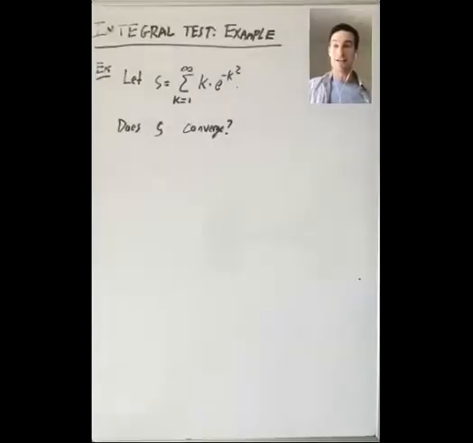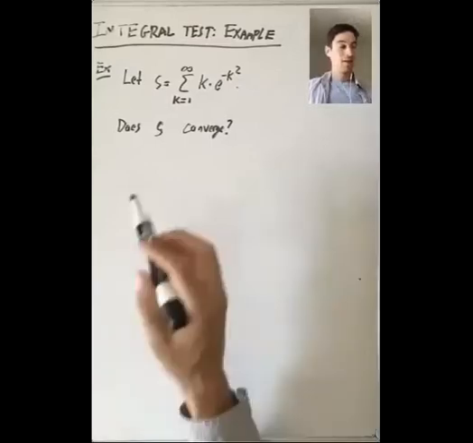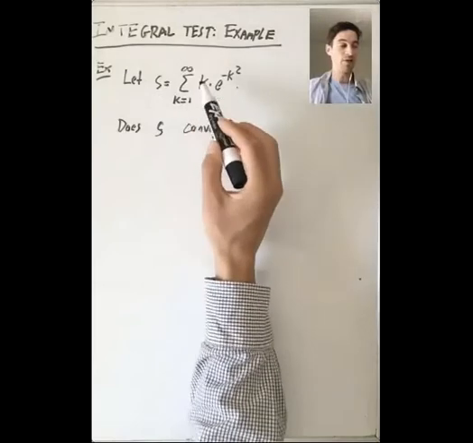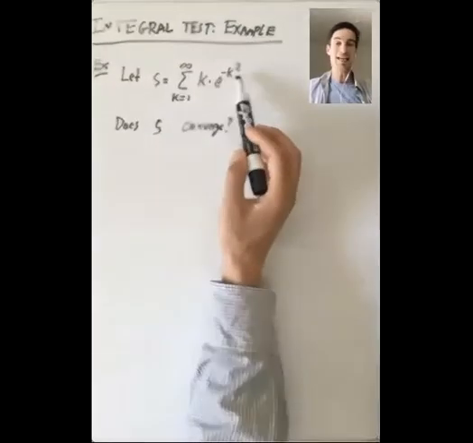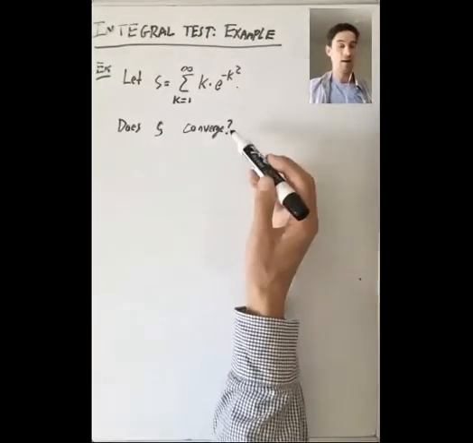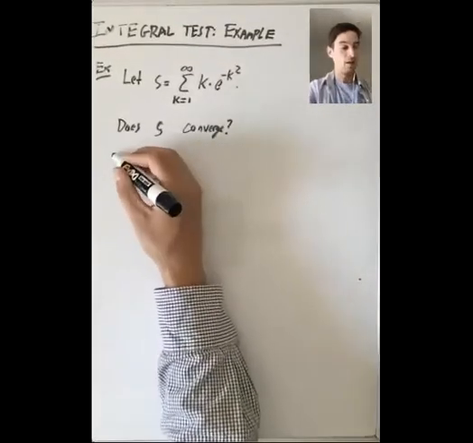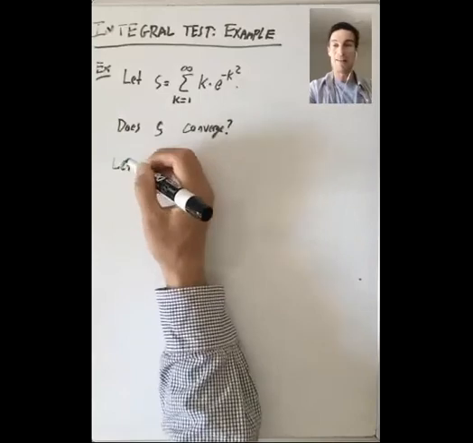In this last video of this lecture on the integral test, I just want to do one more challenging example from Donaldson's notes. Let S be the series given by the sum from k equals 1 to infinity of k times e to the negative k squared. We want to know, does S converge?